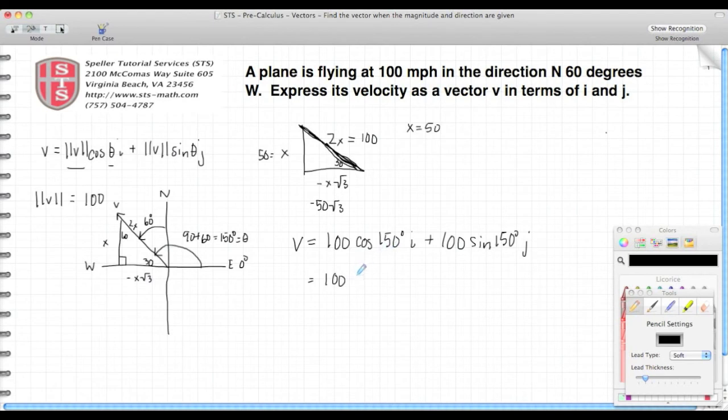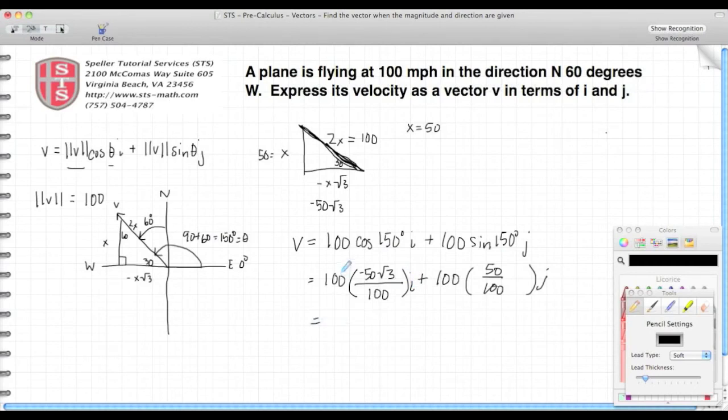All right, now let's evaluate the cosine of 150 degrees. Let's look at the reference angle here of 30, and we know the relationship of cosine is the adjacent side over the hypotenuse. Well, the adjacent side is negative 50 root 3 divided by 100, and then we evaluate the sine of 150 degrees. Sine is the opposite side over the hypotenuse. In this case, it's going to be 50 over 100, and that's j. I forgot the i over here.